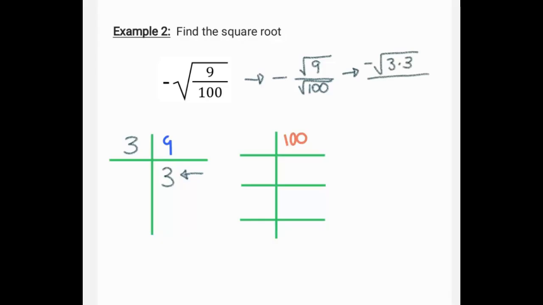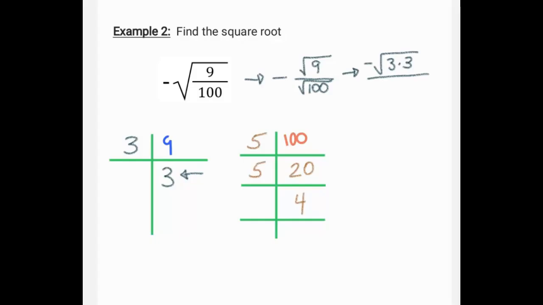And now we have to work on the 100. So 100, a prime number that would go into 100. We can actually start with a 5. And so 5 goes into 100 20 times. Is 20 a prime number? It is not, so we have to try another prime number that would go into 20 evenly. We could do another round of 5. 5 goes into 20 4 times.